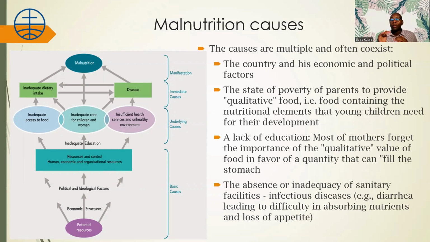And then when we go up, you can now find the cycle of poverty that does not allow parents to provide adequate food. And when we go up also, you can find the problem of lack of education among women who prefer quantity instead of quality of food, without forgetting the problem of sanitary facilities, which aggravates the consequences of malnutrition.